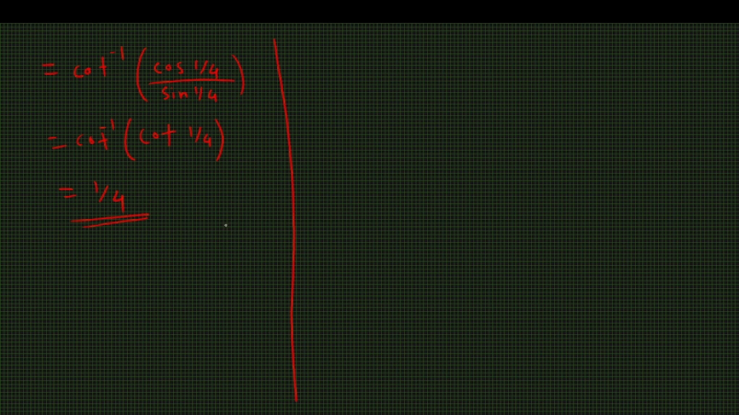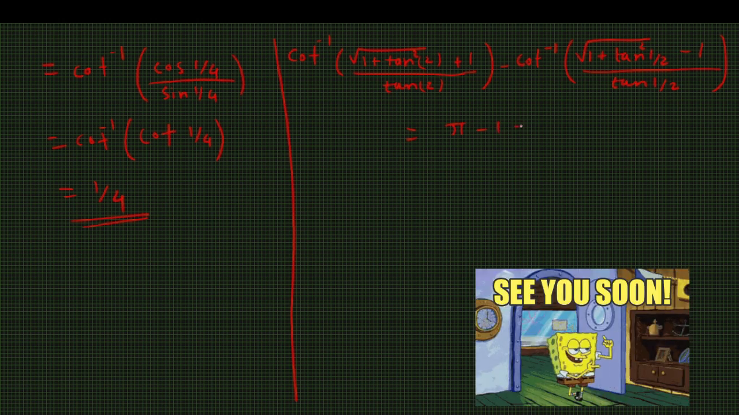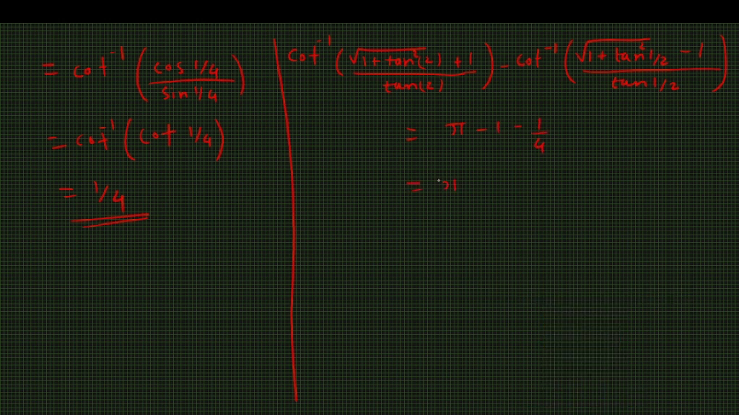Now for the first term we have pi minus 1, and for second term we have 1 by 4. So the whole expression, cot inverse under root 1 plus tan square 2 plus 1 divided by tan 2 minus cot inverse under root 1 plus tan square half plus 1 divided by tan half, will equal pi minus 1 minus 1 by 4. So pi minus 1 by 4 is pi by 4. This is our final answer.